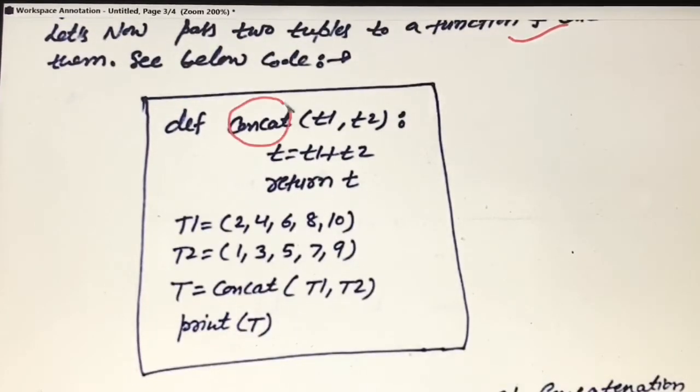Similar concat function I have taken. There are two variables. The only difference is that I'm now passing two tuples, T1 and T2. I have taken two tuples and I'm passing these two tuples. Similar to the plus operator, it will be the concatenation on tuples also, and then the concatenated tuple will be in T.